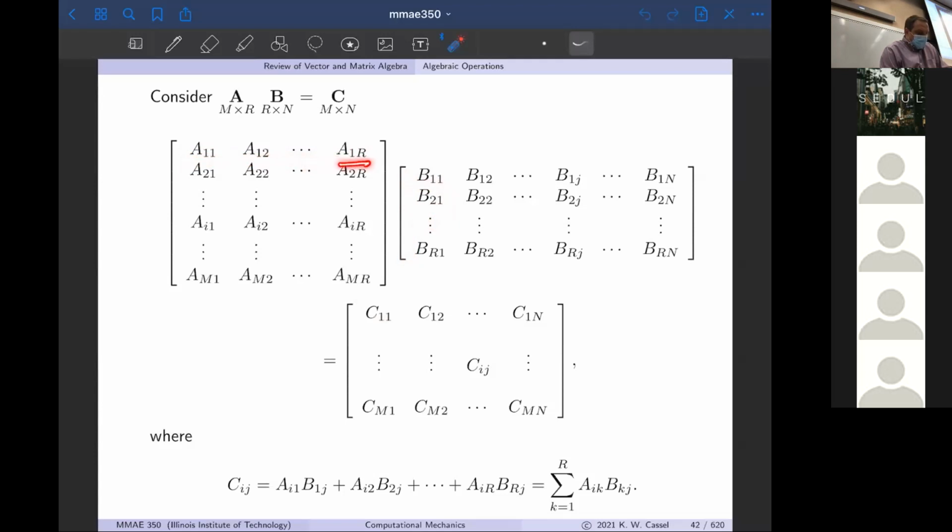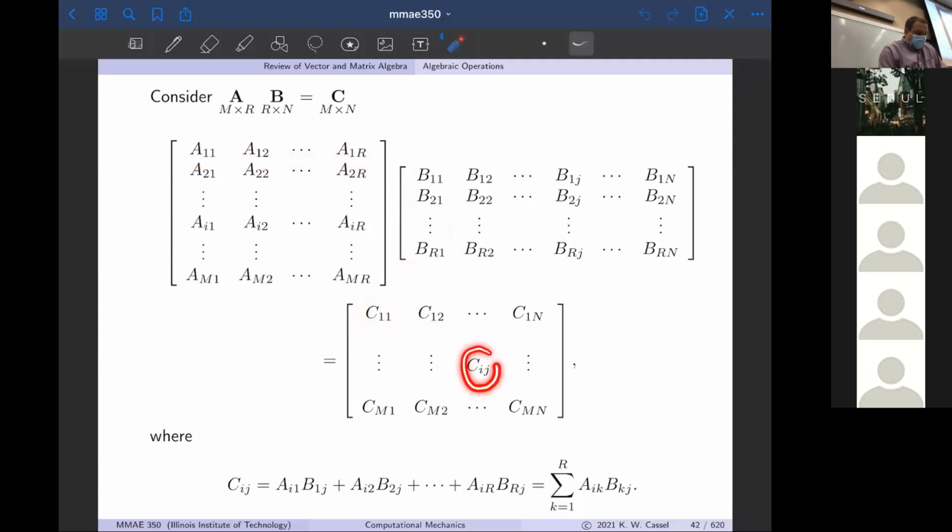So A1R times BR1. So the product of all of these with all of these and add them up, that gives you C11, the 1,1 element of the product. For C12, that's the first row and the second column. So first row, second column. And you just do the same thing. And then you just do that all the way through.